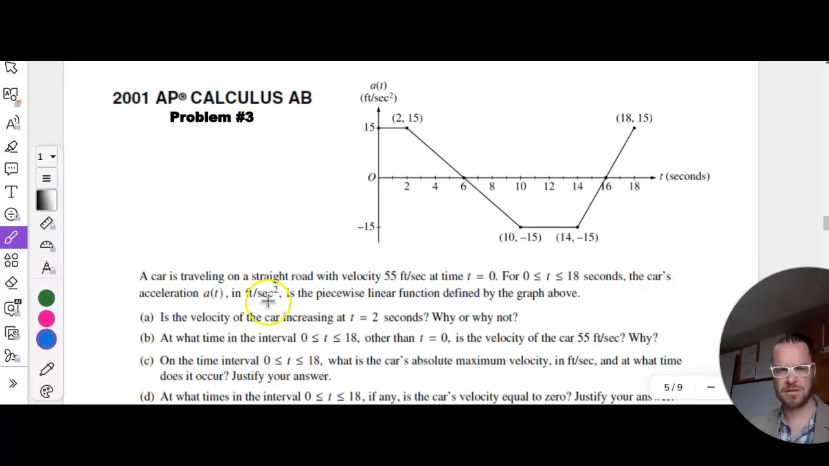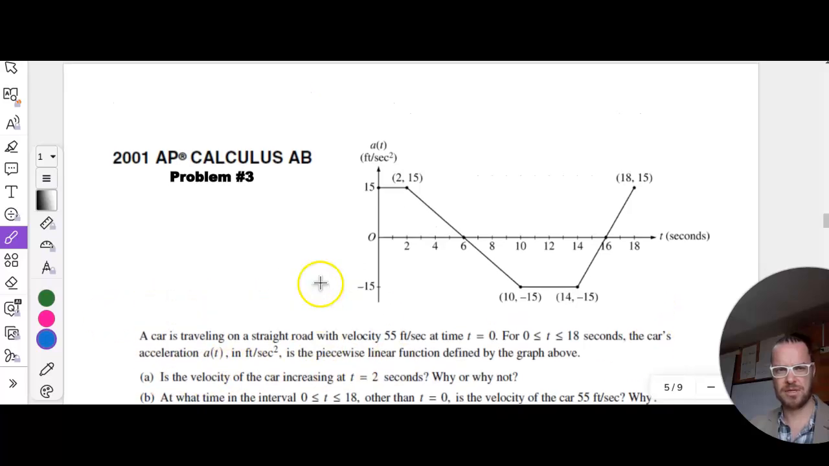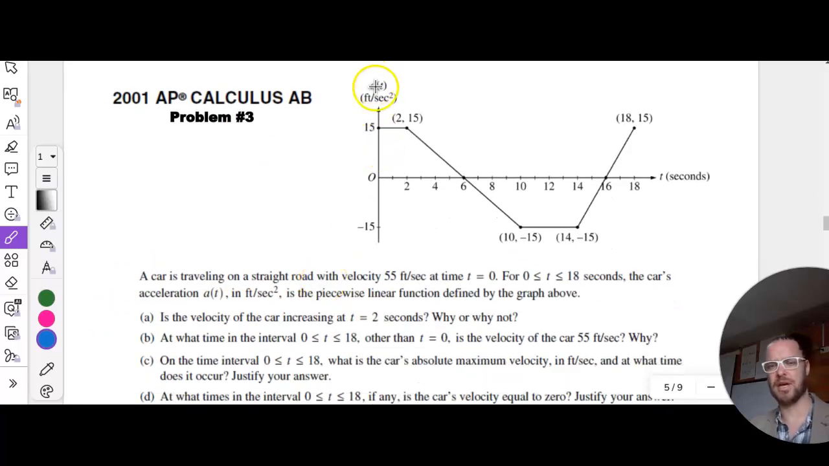Sorry, which graph is this? A of t. Okay, this is the acceleration. The car's acceleration a of t in feet per second squared. Yeah, it's the piecewise function a of t.